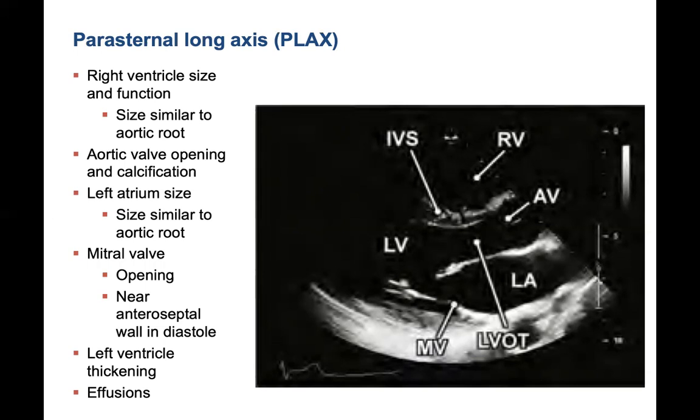We can look at the aortic valve. We can just look at it qualitatively. Is it opening? Is it calcified? We can look at left atrium size.